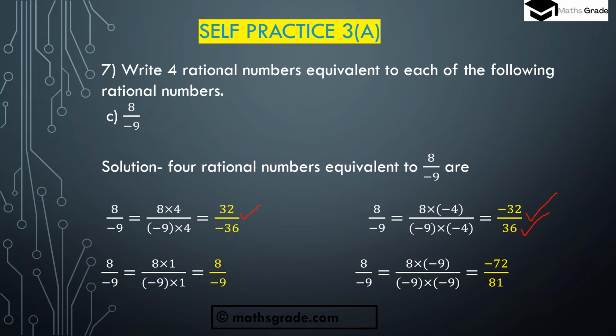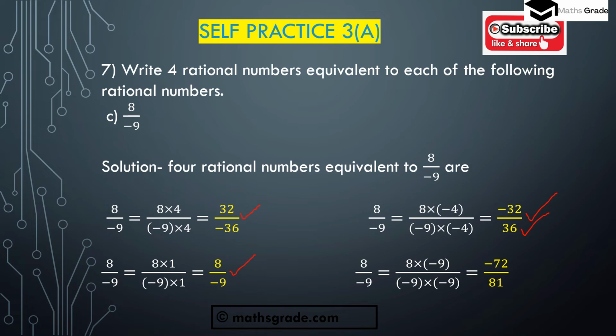If we multiply the number 1 with both numerator and denominator of 8 divided by minus 9, we get 8 multiplied by 1 is 8, and minus 9 multiplied by 1 is minus 9. So we get 8 divided by minus 9, which is equivalent to the rational number 8 divided by minus 9.